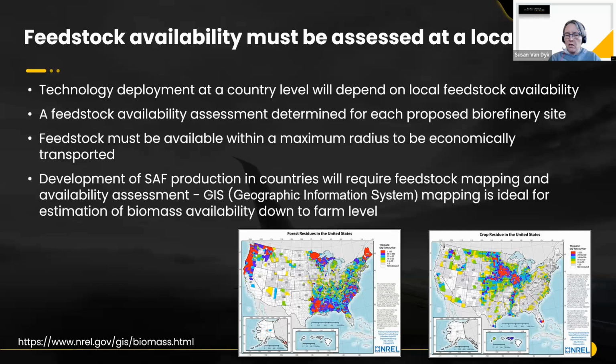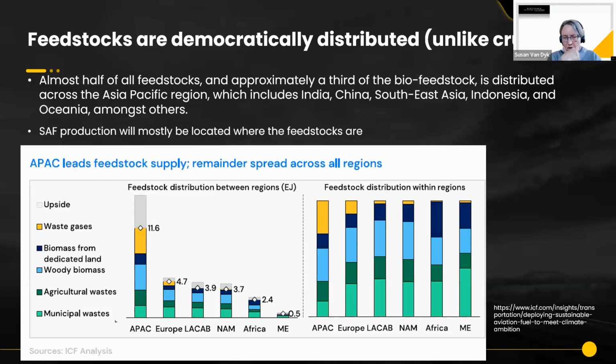So a lot of these reports use GIS, Geographic Information Systems, to map this type of availability. The 2023 billion-ton report is available online, and there's also a website with the database, and you can download all of this information and go and look at specific areas to see what is available within that county or another county.